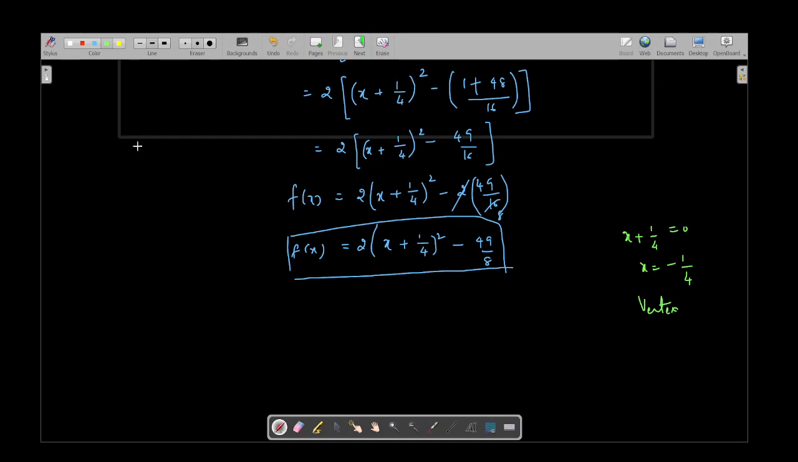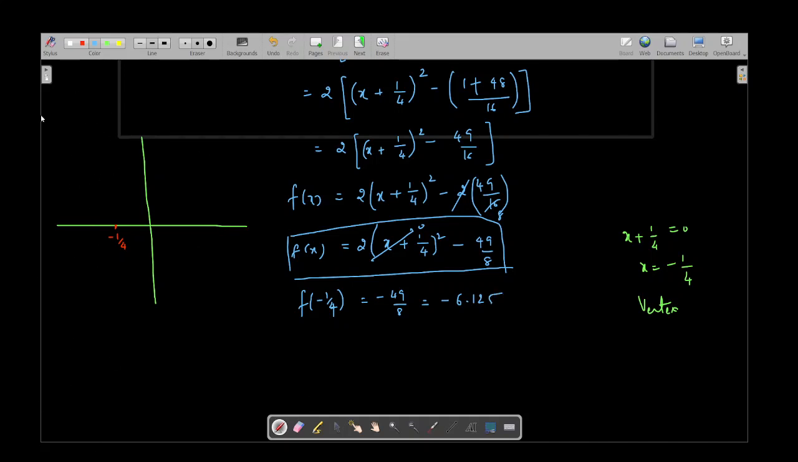And how does the curve look? If I have this, the vertex is minus 1 by 4. At minus 1 by 4, the value is, if I put x is equal to minus 1 by 4, you'll get f of minus 1 by 4 is equal to, so this term becomes 0, I'll get minus 49 by 8. Minus 49 by 8 is actually minus 6.125.